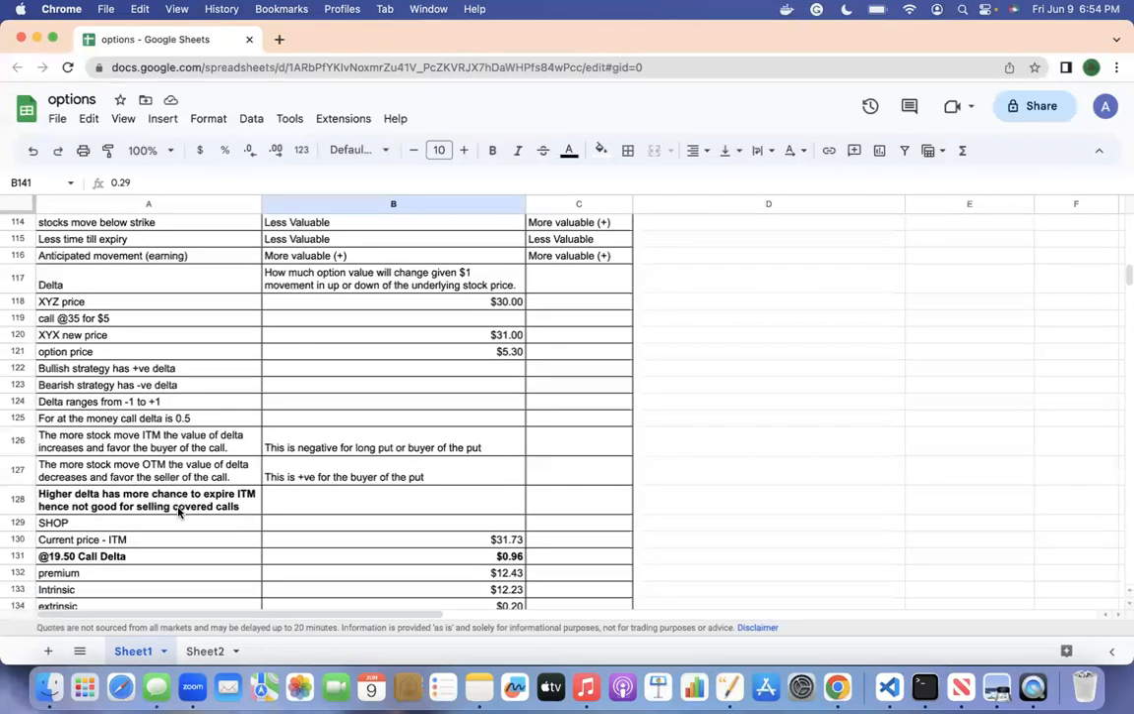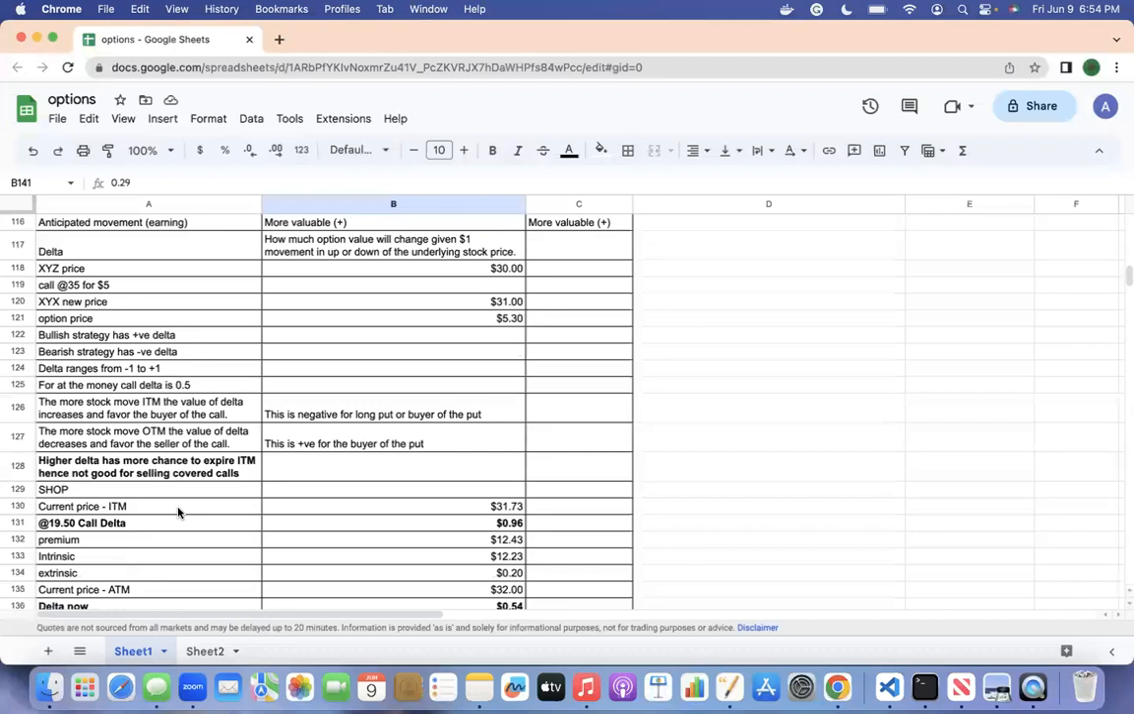So let's say Shopify is an example stock. The current price is $31.73, in the money. You have a $19.50 call. That means you are already in the money, because your strike price is much less than the current market value, and you have a lot of intrinsic value on the option, right?